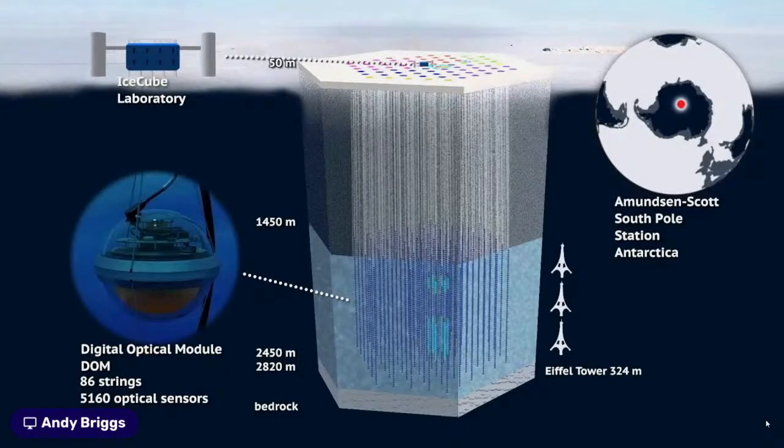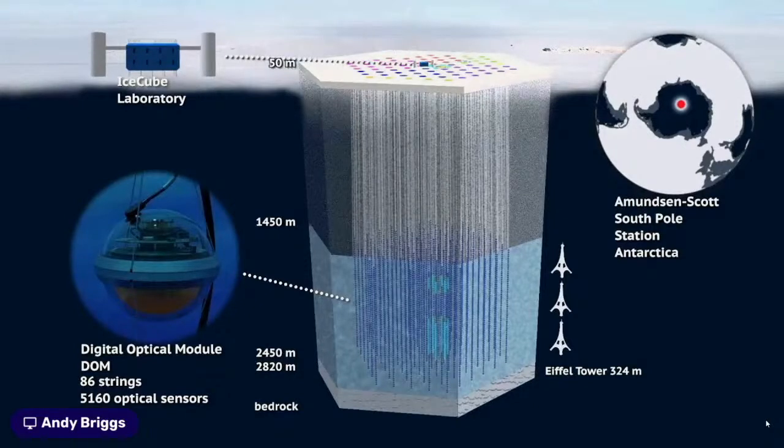When a neutrino passes through the ice, occasionally it does collide with an atom, and that produces a very faint flash of blue light called Cherenkov radiation. And this, as you can see on the left, these DOMs, these digital optical modules, are basically light detectors that can detect those tiny flashes of light. And by working out where they were detected, they can work out the path of the neutrino.